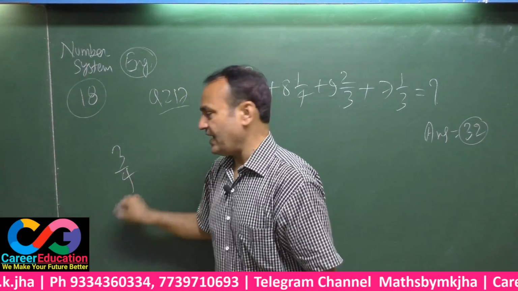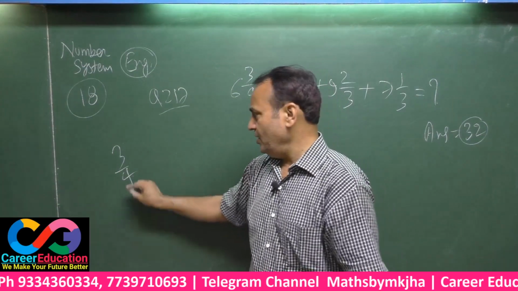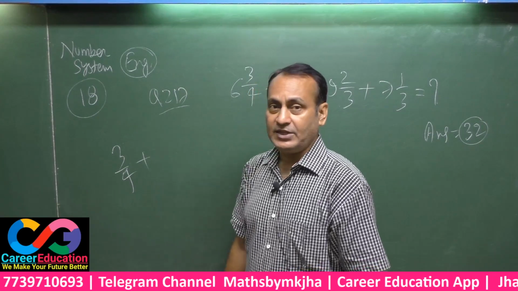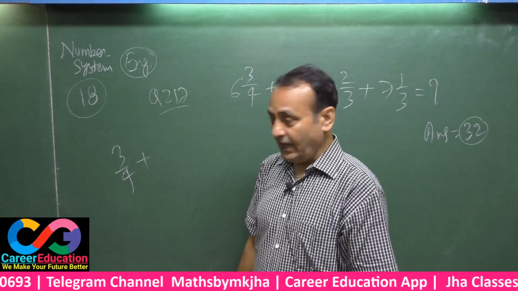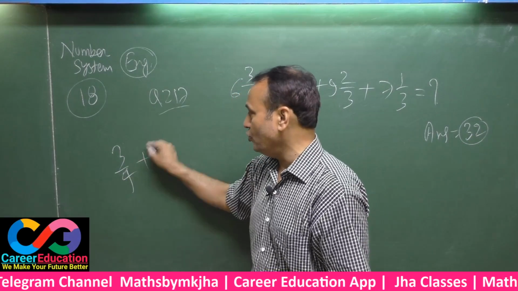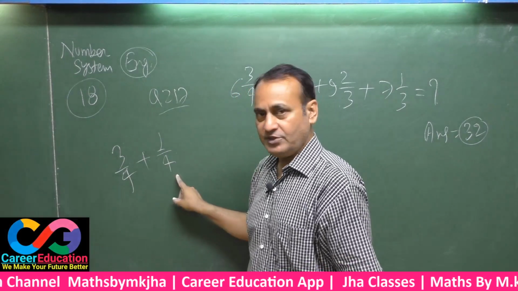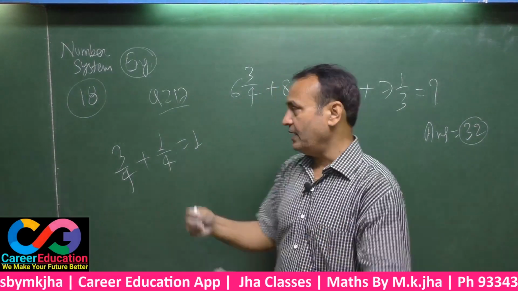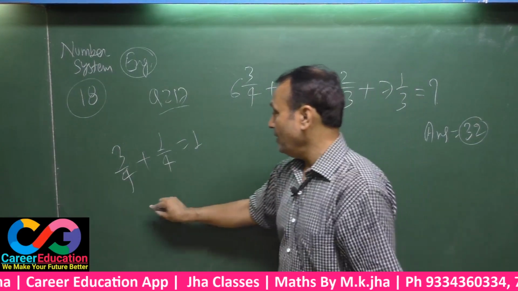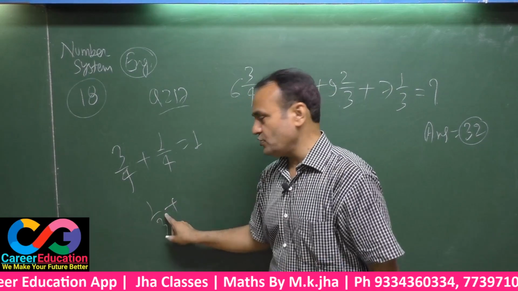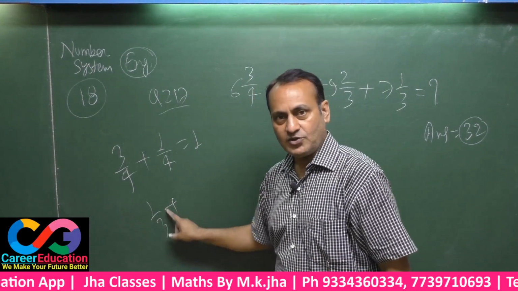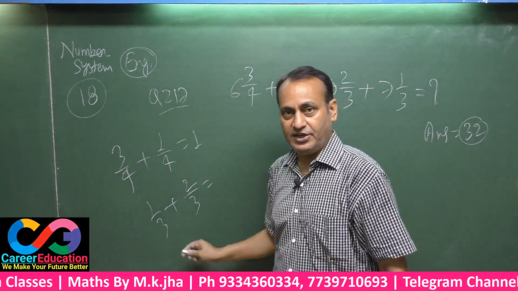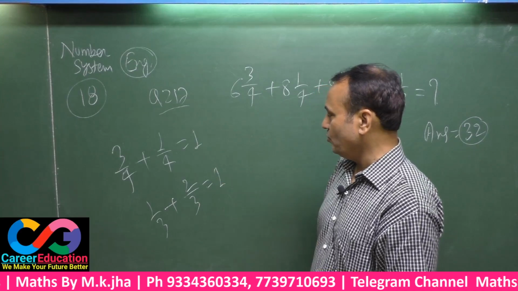If there is a fraction, any fraction, and after that there is a sign of plus and the difference of these two, that is 1 by the same denominator, certainly the result is always 1. See here, 1 by 3 plus the difference of these two, that is 2 by, it must be 3, the same denominator. This is 1.